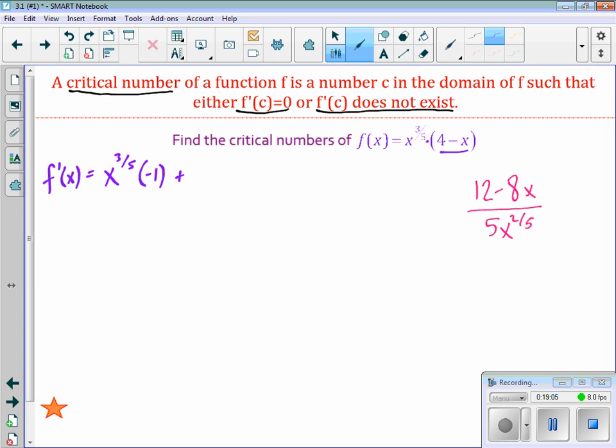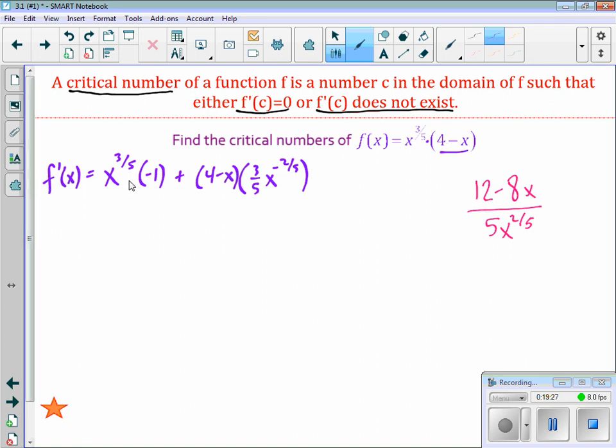And then plus, I'm going to leave the 4 minus x alone. And then the derivative of this one is 3/5 x to the -2/5. Everyone okay with that? So any questions on that part? Is that what you guys got?